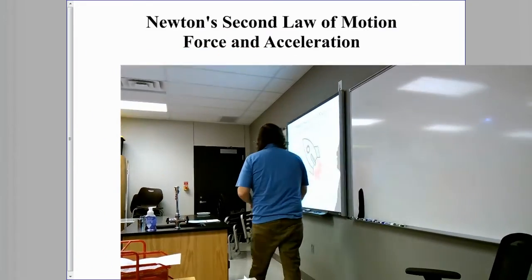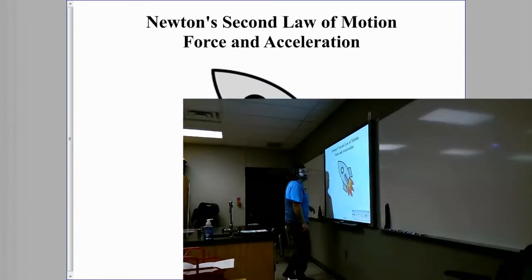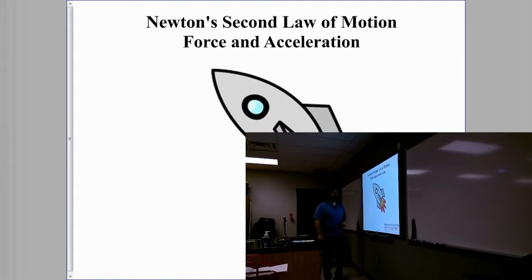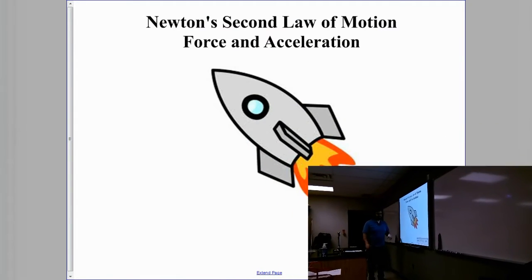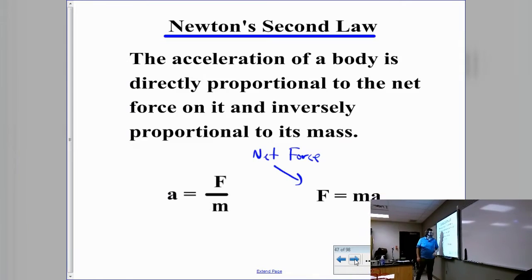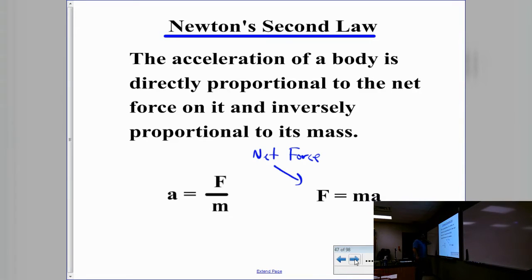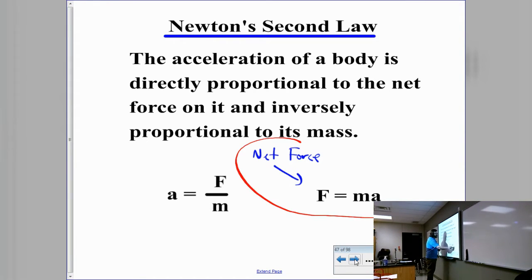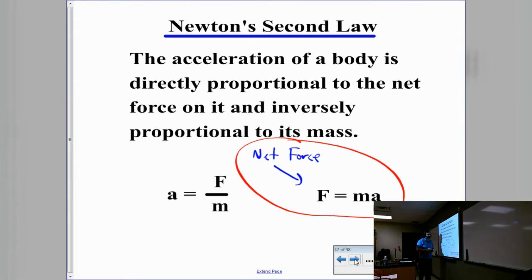Newton's second law is sometimes called the second law of motion, or the law of force and acceleration, because it relates force, mass, and acceleration. The acceleration of a body is directly proportional to the net force on it and inversely proportional to its mass. We found that out in our Pivot Interactive. In an equation, it's represented as force equals mass times acceleration, or F equals ma. That is the way it is on your equation sheet as well.